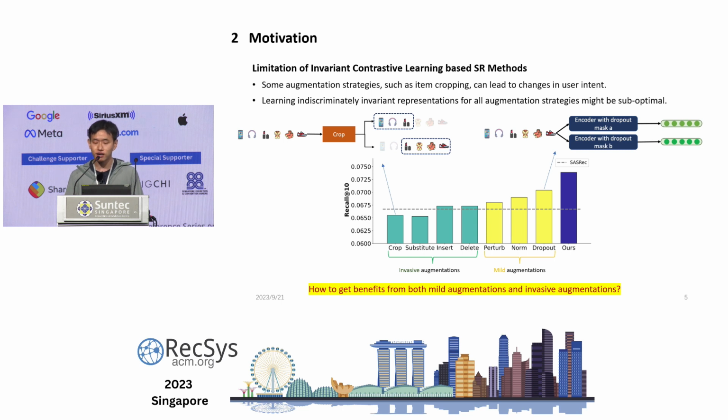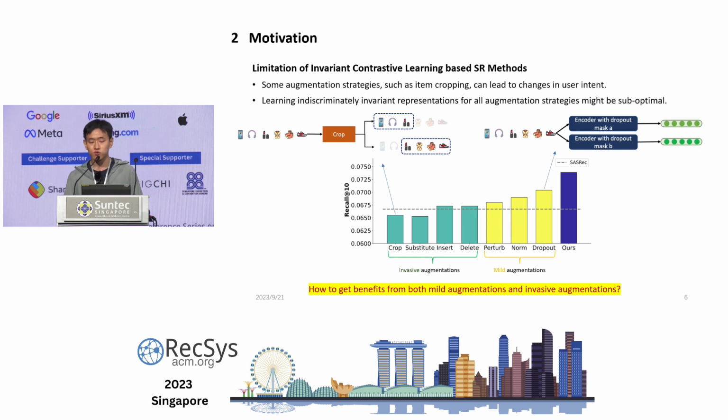Consequently, we classify these sequence-level augmentations as invasive augmentations. It is evident that learning invariant representations for invasive augmentations may not be optimal. In contrast, the impact of augmentations at the feature level on semantics is easier to control compared to that of sequence-level augmentations. Thus, feature-level augmentations such as dropout are considered to be mild. Learning invariant representations with these mild augmentation strategies seems to be more appropriate compared with invasive ones.